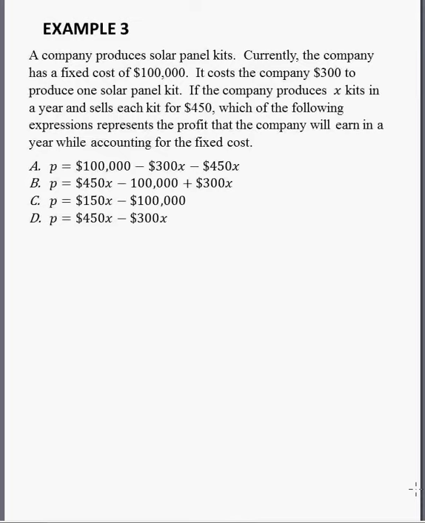Most of these questions are common sense problems, and I want you to understand that. I want you to put yourself as a person doing the business. If you produce solar panel kits, you have 100,000 fixed cost, and that may be employees, salaries, maybe cleaning, rent. Those are what we call fixed costs. But for each unit you produce, it's going to cost you $300 to produce that unit. If the company produces X kits a year and sells them at 450, they want you to find a model that really represents their profit.